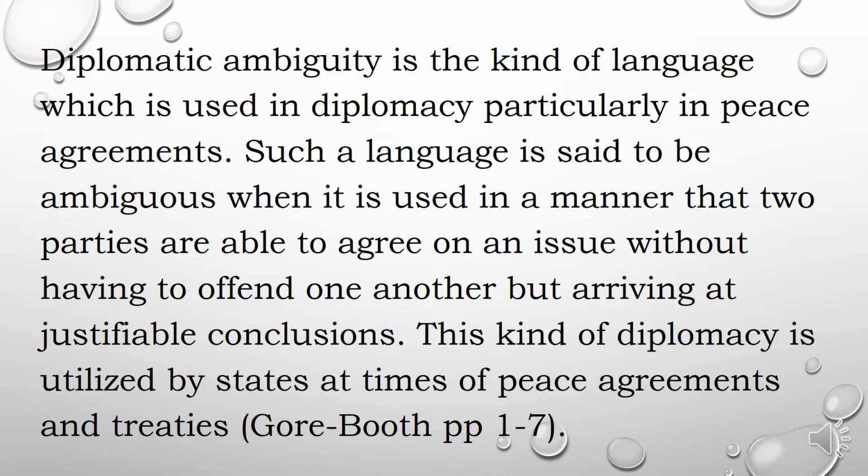Diplomatic ambiguity is the kind of language which is used in diplomacy, particularly in peace agreements. Such a language is said to be ambiguous when it is used in a manner that two parties are able to agree on an issue without having to offend one another but arriving at justifiable conclusions. This kind of diplomacy is utilized by states at times of peace agreements and treaties.